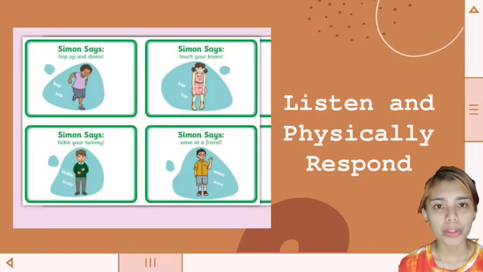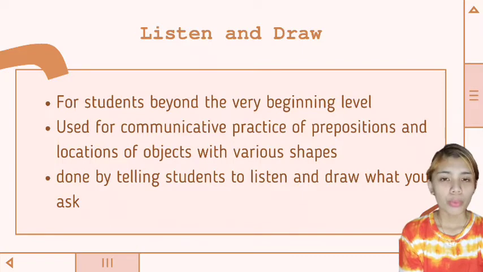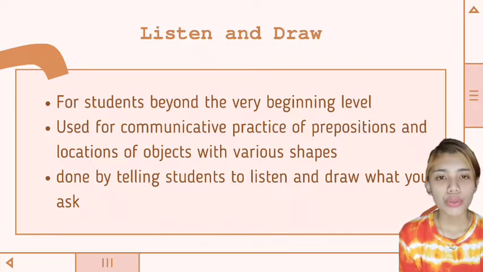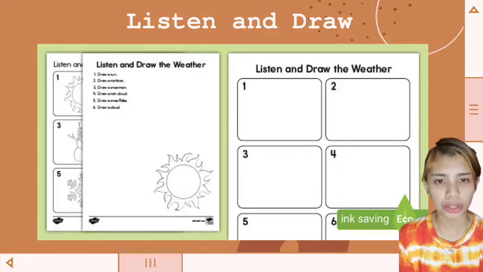One good example for this activity is the game Simon Says. What the teacher can do during this activity is to give out the instructions using the language that they are trying to learn. The next activity is Listen and Draw, which is for students beyond the very beginning level. This is used for communicative practice of prepositions and locations of objects with various shapes. It is done by telling students to listen and draw what the teacher is asking.